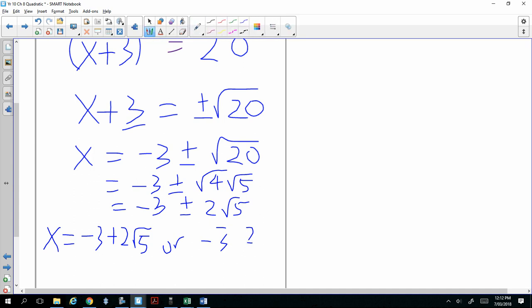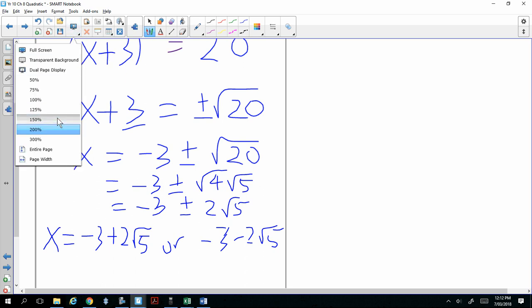Should be good. Okay, good. How about trying the next one? The next one is a little bit harder because you get an odd number, so you get fractions. Let's try to do that.